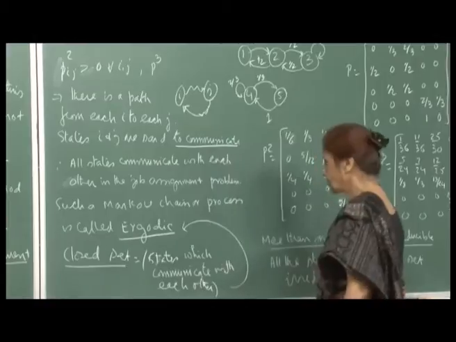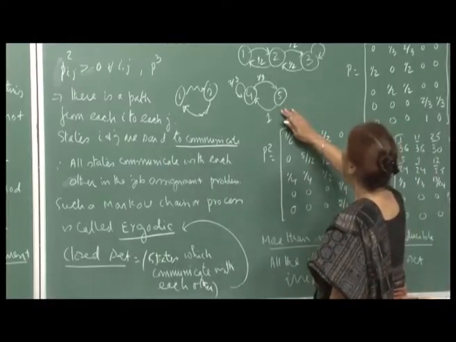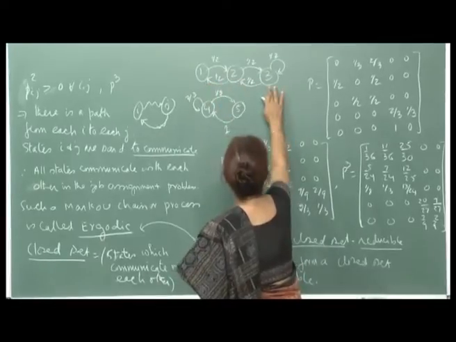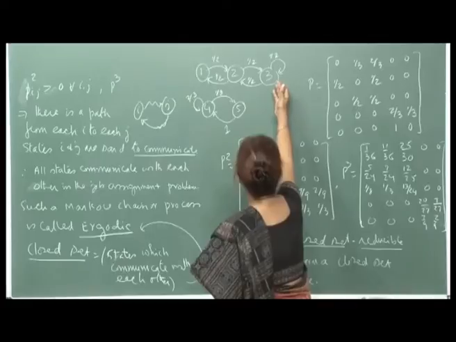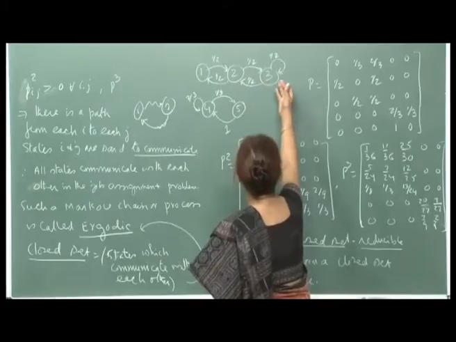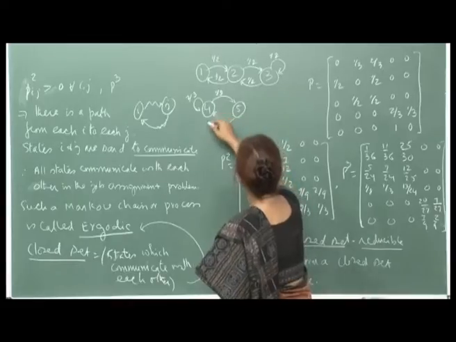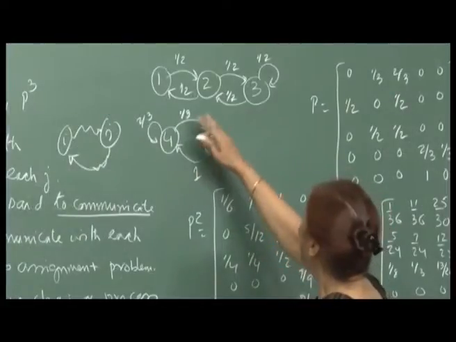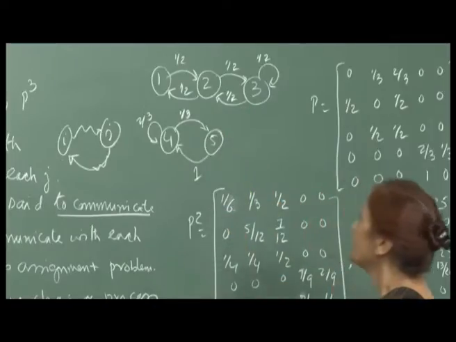And now let us look at this example here. This is your transition diagram. You see that states 1, 2 and 3 all communicate with each other. There is a path from 1 to 3, from 3 to 2, 3 to 1 and so on, and there is a path from 4 to 5 and 5 to 4, but there is no path from 1, 2 and 3 to 4 and 5, right.